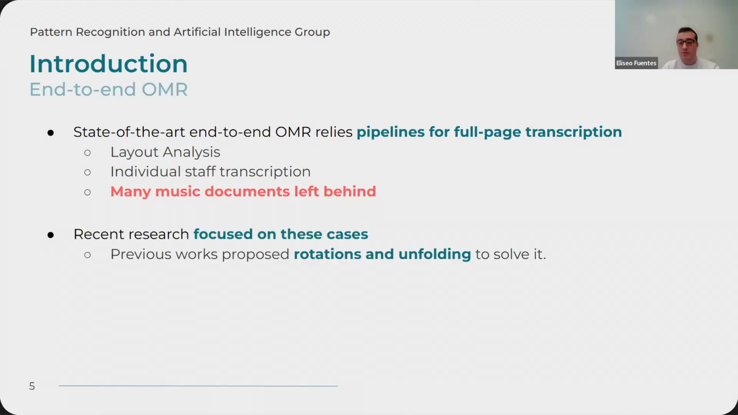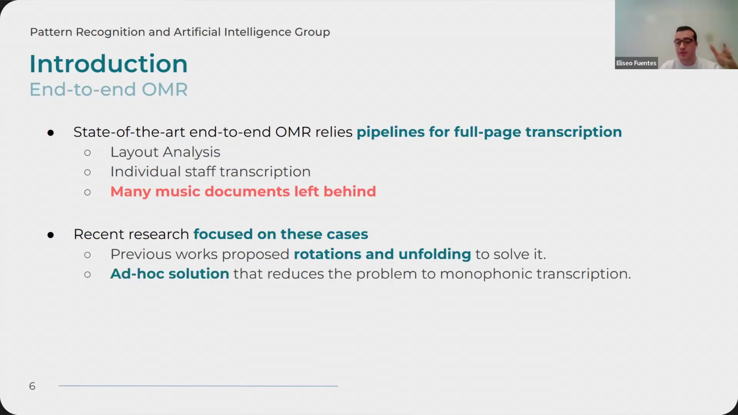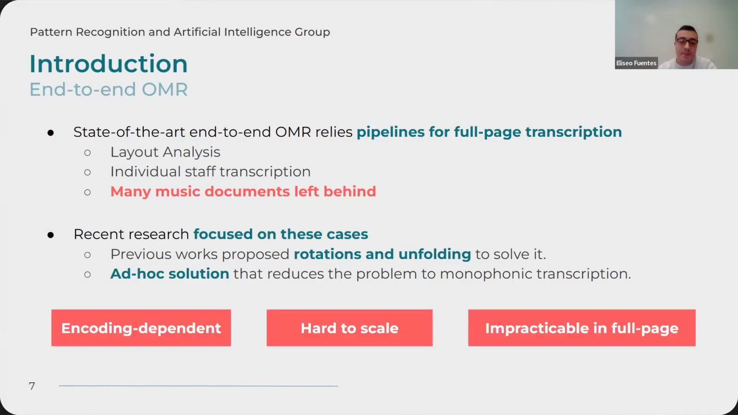Although I have to say that there has been some recent research that focuses on these cases. For example, some previous works that we've done were based on rotations and unfolding for performing this on this kind of documents, although we couldn't get free of the layout analysis step. And it was indeed an ad hoc solution that reduced the problem to monophonic transcription, just making it compatible to other documents. This has a lot of problems. For example, it is encoding dependent. It depended on the hand-kern notation solely. It is hard to scale to many voices being interpreted into the same music score. And in general, it is impracticable in full page without a layout analysis step.